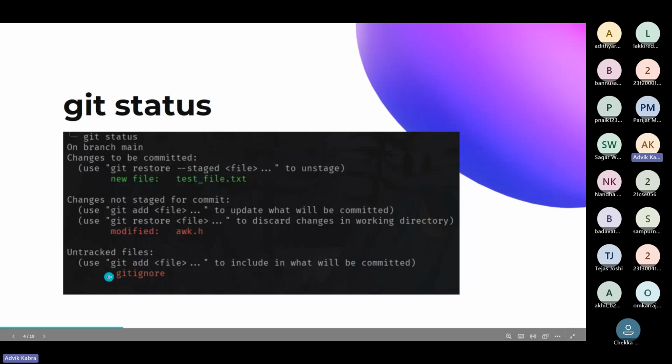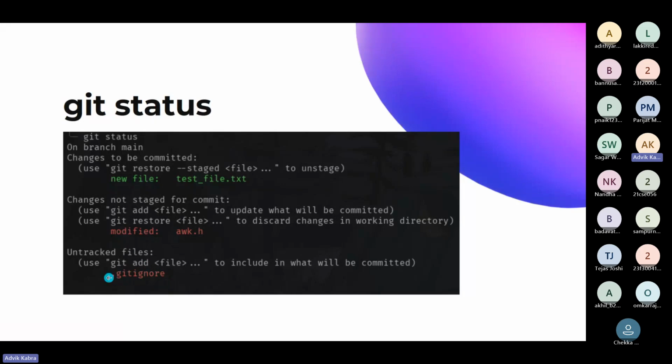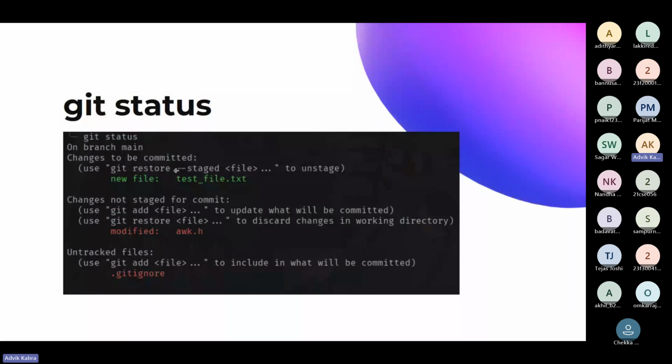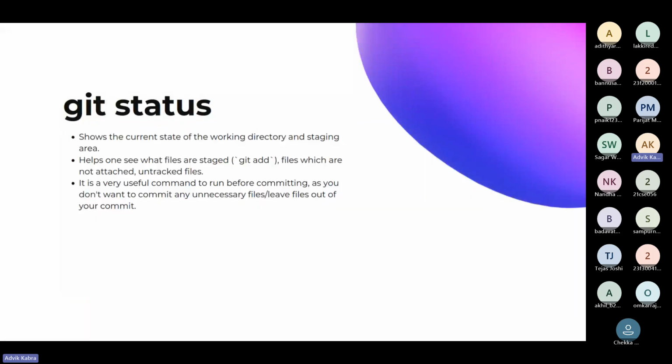So these will show up in your untracked files. So these are the three categories which will show up in your git status. So it's always useful to run git status before you commit, because you want to make sure you're not committing some file which you made by mistake, or you're leaving out files which you have worked on in your commit. So it can help you get rid of some unnecessary commits.